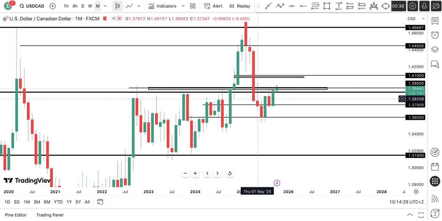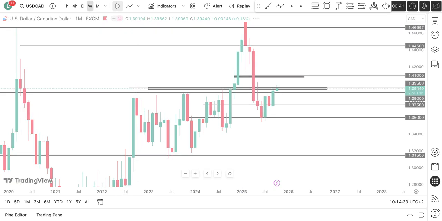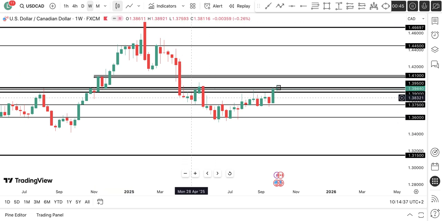On the monthly time frame, I'll tell you a trick. When you see a structure like this, it's going to be a chart pattern on the weekly time frame. If you see a structure like this on the weekly time frame, it is most likely a chart pattern on the daily time frame. That's how it goes. So that's a little trick.